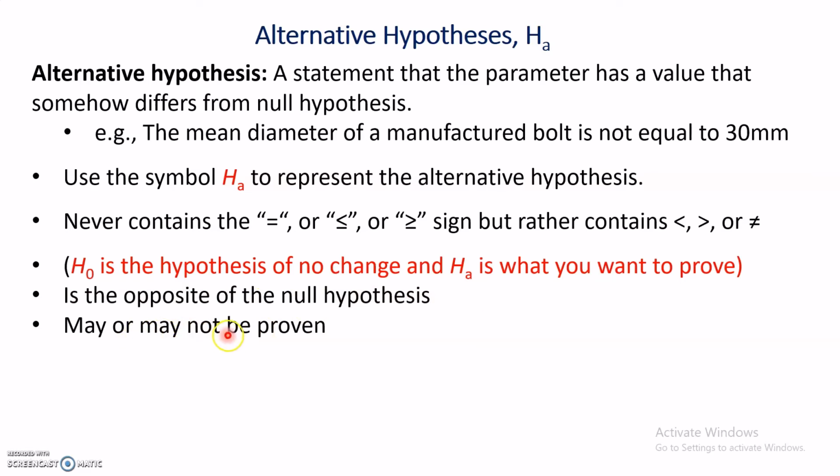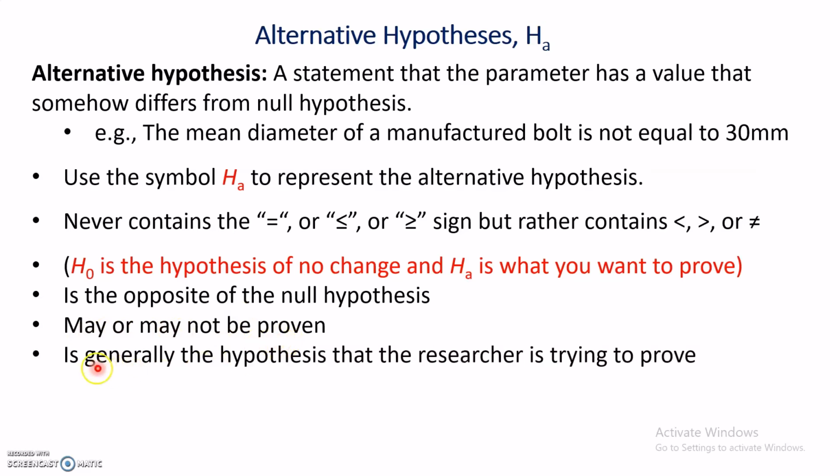It may or may not be proven. Remember, in the null hypothesis, I told you it may or may not be rejected. But in this situation, it may or may not be proven. It is generally a hypothesis that the researcher is trying to prove. So if we want to prove something, we pose our hypothesis test in such a way that the something which we are trying to prove results as the alternative hypothesis. So this is actually the hypothesis which the researcher, which can be you, which can be me, is trying to prove.